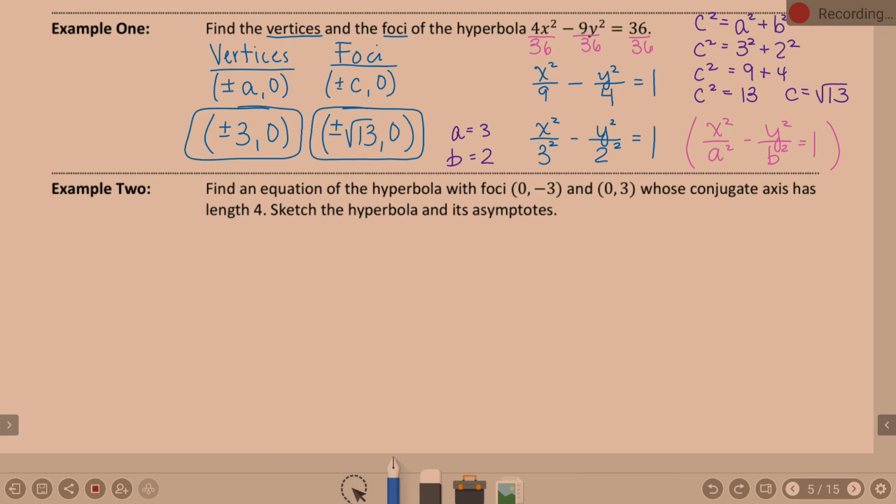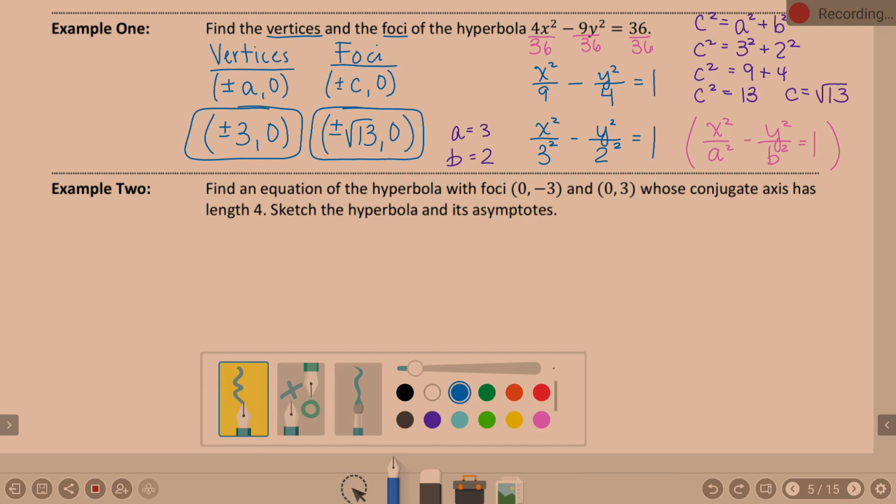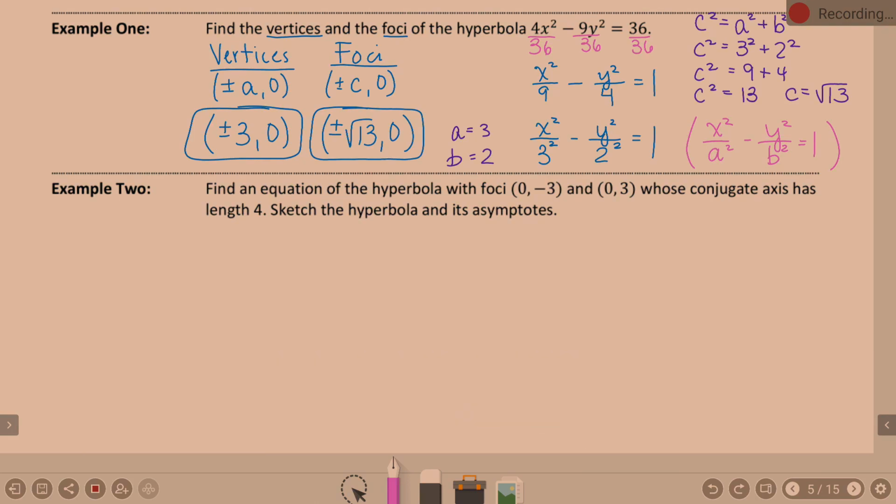Okay, let's try example 2 then. Example 2 asks us to find an equation of the hyperbola with the given foci of 0, negative 3, and 0, 3, with a conjugate axis that has a length of 4. And they're going to ask us to sketch the hyperbola and its asymptotes. Okay?